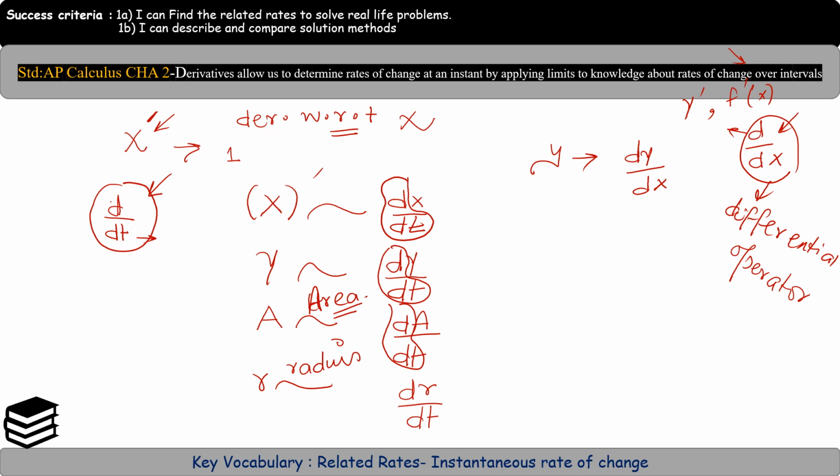Similarly, what would be the derivative of volume? It will be dV over dt. What will be the derivative of acceleration with respect to time? It will be dA over dt. What will be the derivative of the side or edge of a cube? For example, if it is represented by s, you can say it will be ds over dt. So I think this concept is clear to you: how we can write the differential operator before any alphabet if the power of that alphabet is 1.